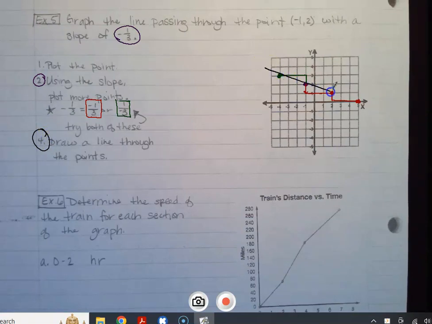It's like it's too good to be true. Yeah, right? There you go. There is your line that passes through that point and has this slope. We just use the slope to add extra points when we're graphing. Good, good, good. All right. Then let's look at this real world problem.